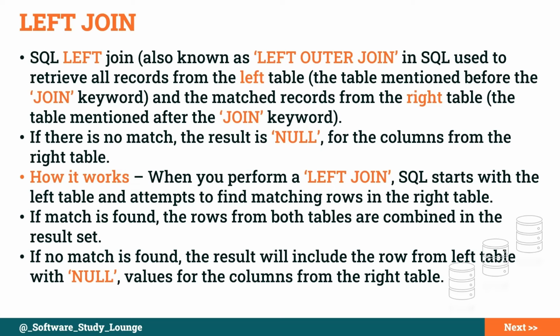How does it work? When you perform a left join, SQL starts with the left table and attempts to find matching rows in the right table. If a match is found, the rows from both tables are combined in the result set. If no match is found, the result will include the row from the left table with null values for the columns from the right table.